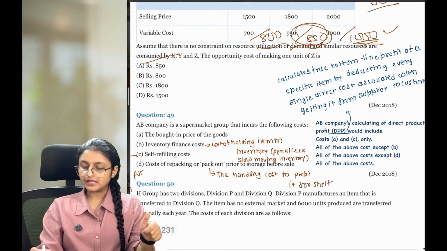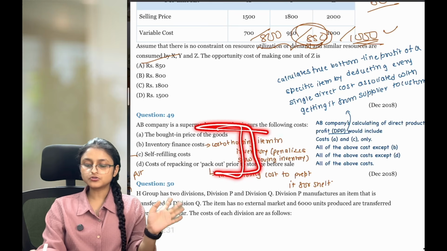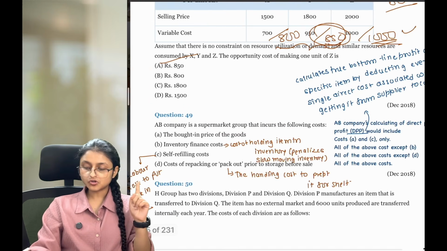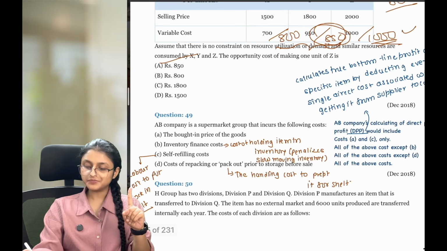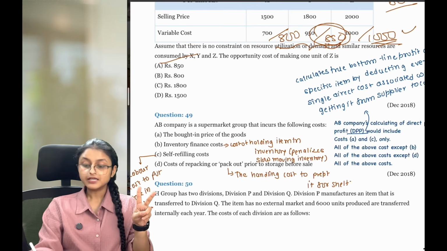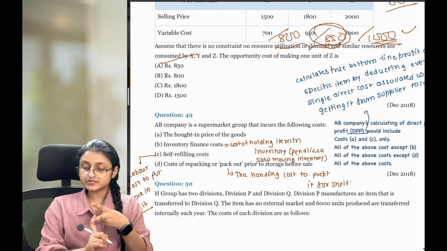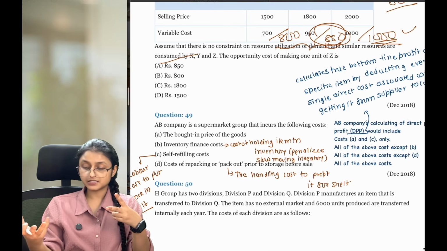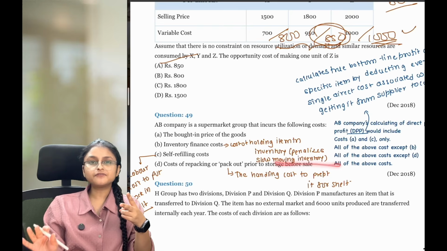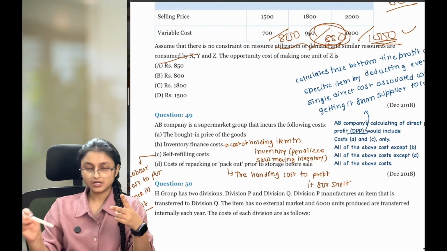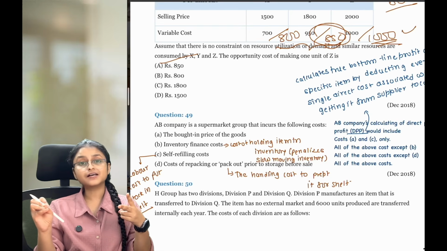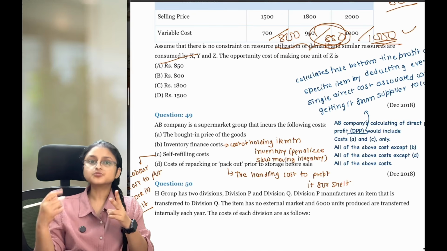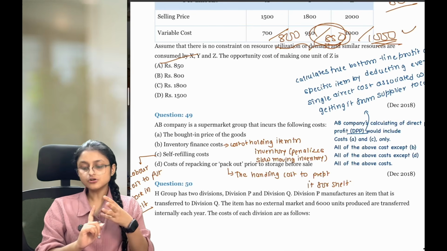So you have to tell what all costs you're going to consider out of all the costs incurred for a particular product. We will consider all the costs. That means bought-in prices of the goods will be considered. Inventory finance cost will also be considered here. Inventory finance cost is the holding cost of the inventory, right? And this should be considered so that we can penalize the slow moving inventory. Slow moving inventory has higher inventory finance cost as compared to the fast moving inventory. So we have to consider that also.